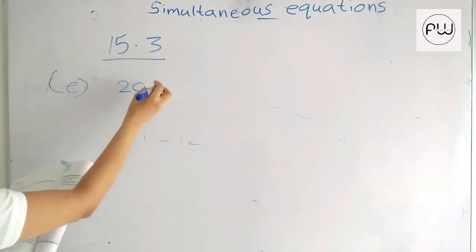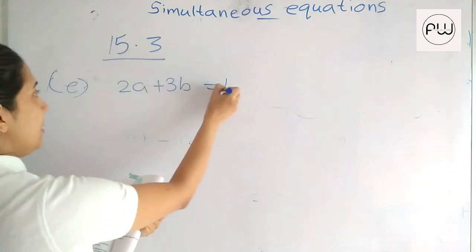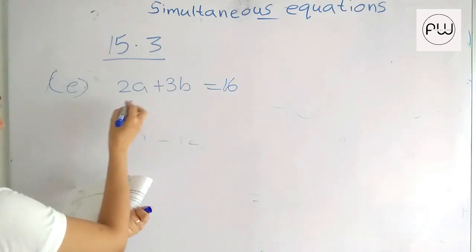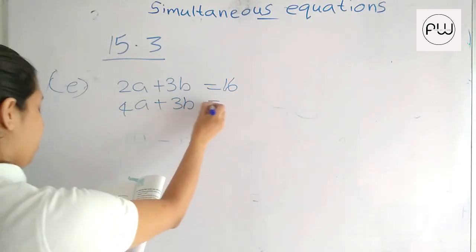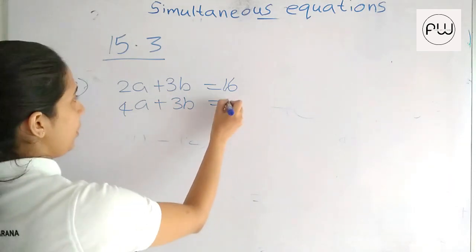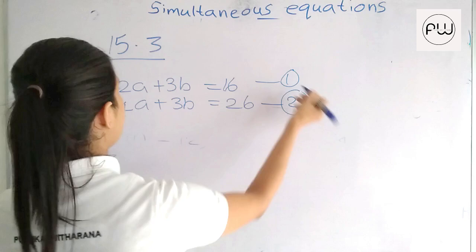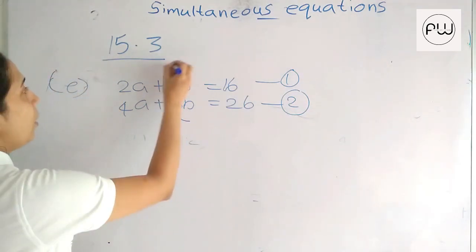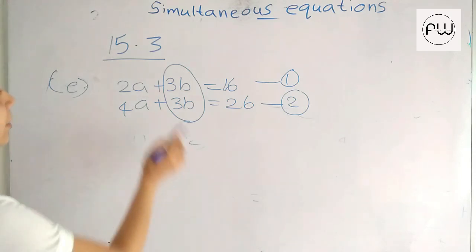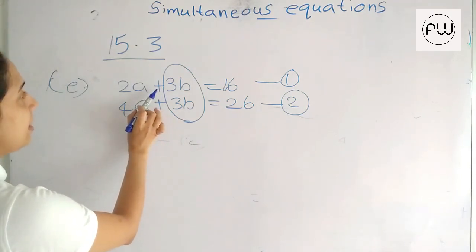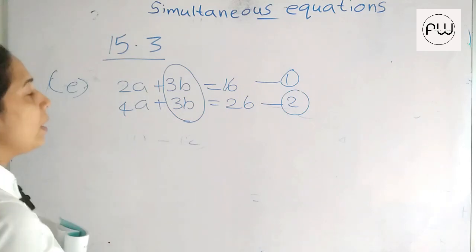So now e. 2a plus 3b equals 16, and the next one, 4a plus 3b equals 26. This is the first equation and this is the second equation. Now see here, the coefficients are equal for the b term. Then we have to check their signs. The sign here is plus and here also it's plus.